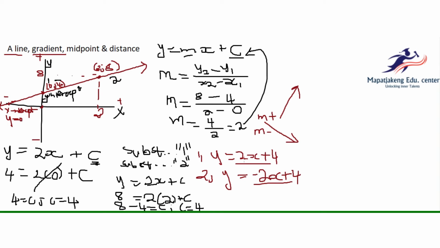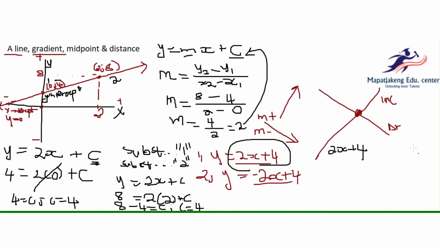Point of intersection, that's where this graph meets another graph. So this graph, the decreasing one, meets the increasing one. Where they meet, this point is called the point of intersection. Therefore, how do we get it? That's where this graph is equal to this graph. Then we simply say 2x plus 4, this graph, is equal to this graph. That's where we get the point of intersection of these two graphs.